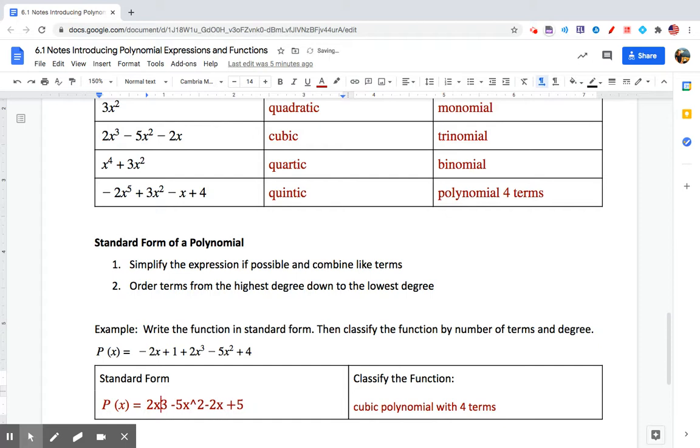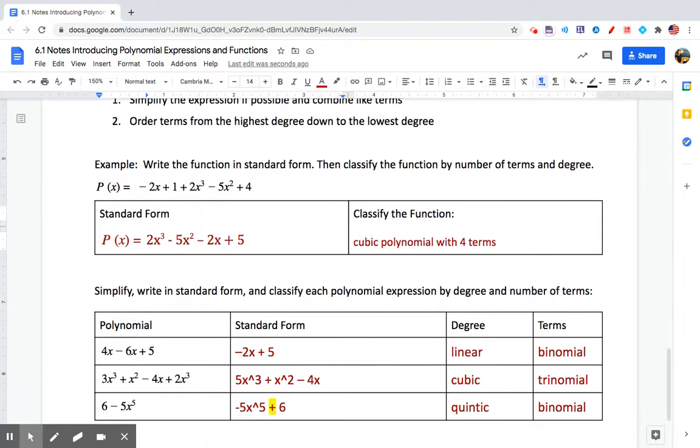So we would have here 2x to the third, so I could put that up in the exponent spot, minus 5x to the second, minus 2x to the first, or just 2x, plus 5. Once we've written it in the standard form, it's easier to classify it. It has 4 terms, and because it's to the 3rd power, it's a cubic polynomial with 4 terms.